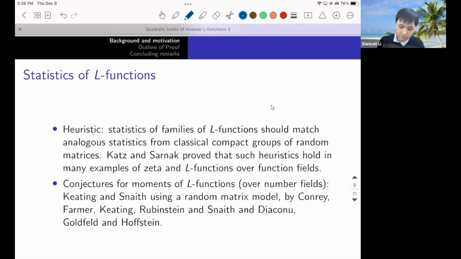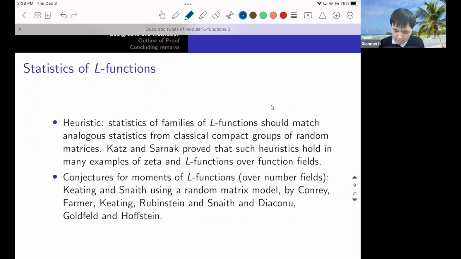In the context of moments of L functions, there was great progress from Keating and Snaith, where they had some precise conjectures using a random matrix model. And then there were some more detailed conjectures for general families by Conrey, Farmer, Keating, Rubinstein, and Snaith. And then by a separate team, Diaconu, Goldfeld, and Hoffstein, using methods from multiple Dirichlet series.